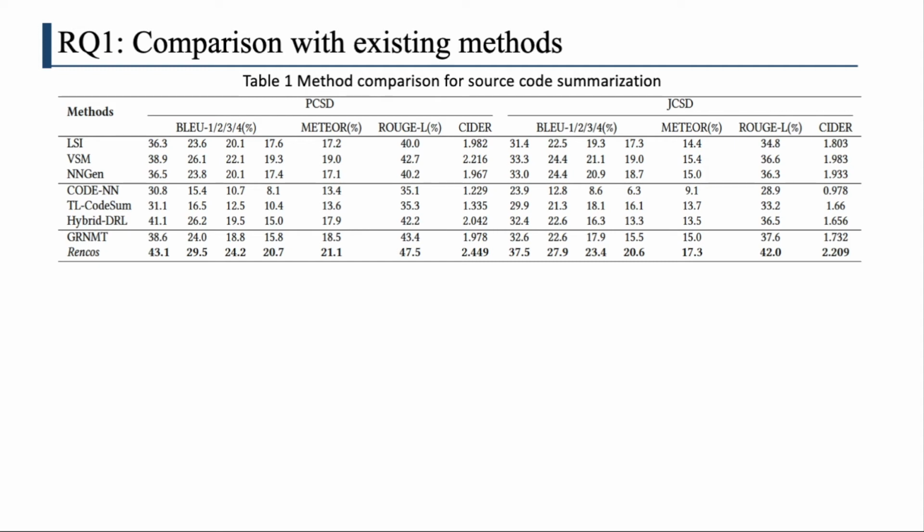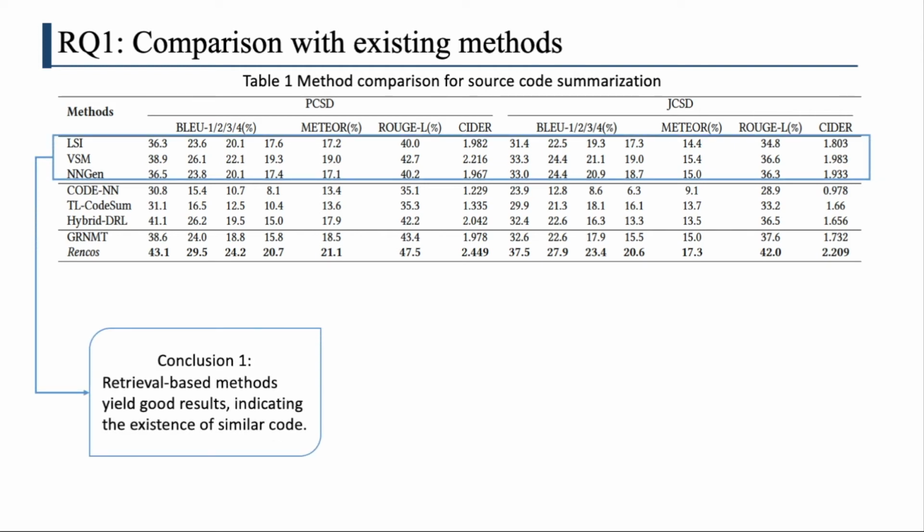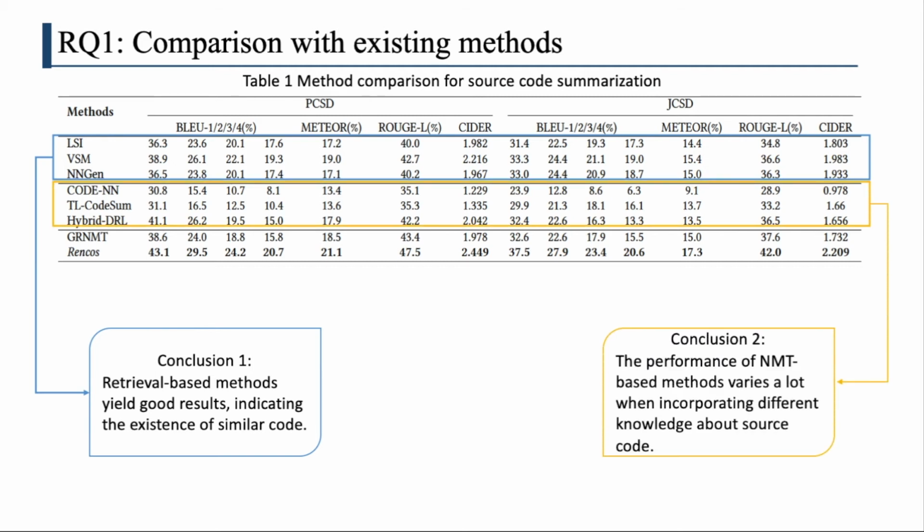From the first group in Table 1, we can conclude that retrieval-based methods yield good results, and this indicates there does exist similar code in the training set. Next is the NMT-based group. Their performances vary a lot according to the evaluation metrics, and obviously CODE-NN performs worse because it only depends on the embeddings of tokens to understand the semantics of code snippets, while other methods incorporate API and AST knowledge.